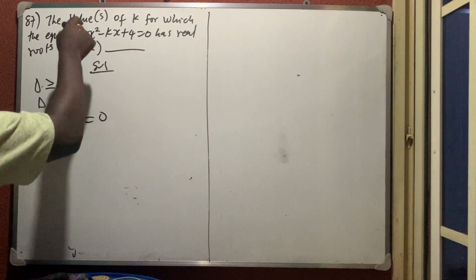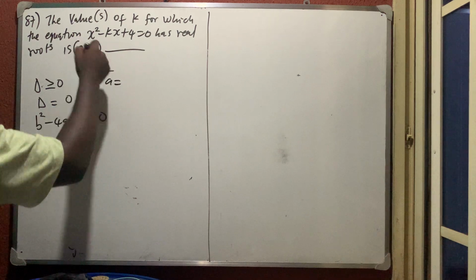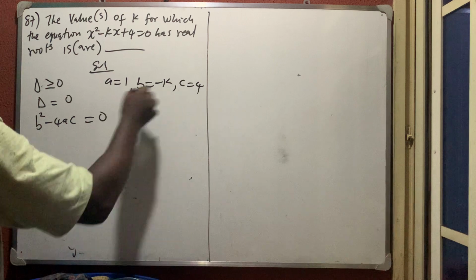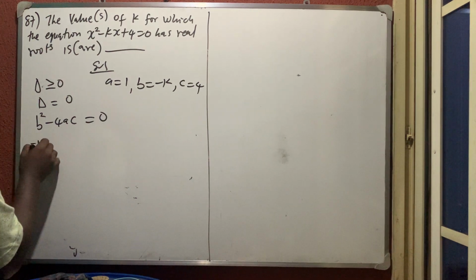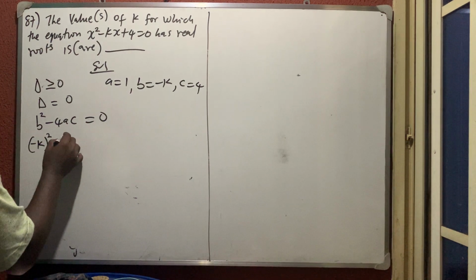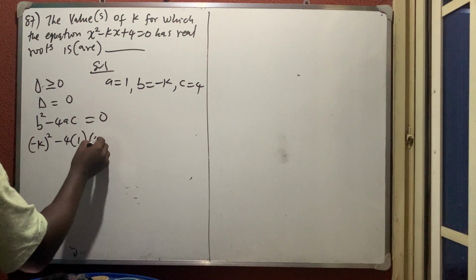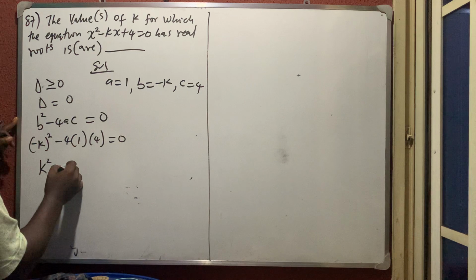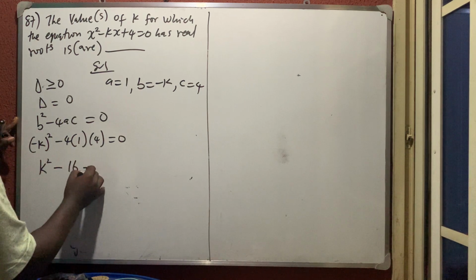So let us substitute. My A is equal to what? Coefficient here, 1. My B is equal to what? Minus K. And my C is 4. So let us put it here. Minus K all squared minus 4 into 1 into 4 is equal to 0. So K squared minus what? 16 is equal to 0.